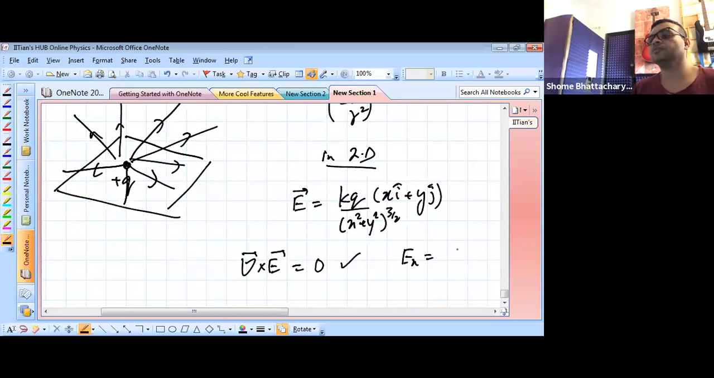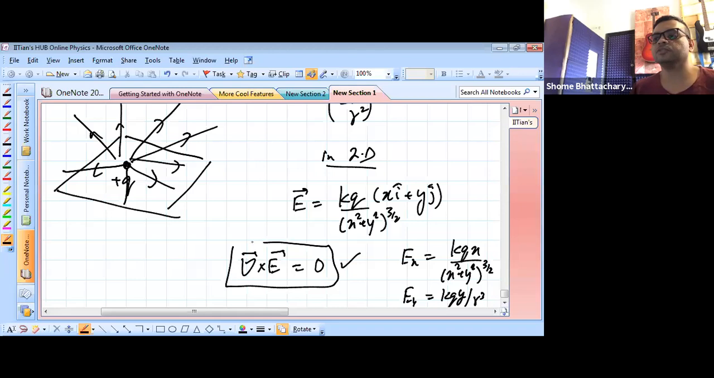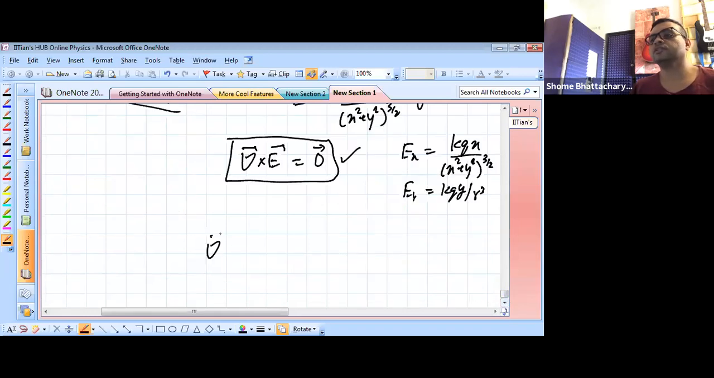Definitely, because you can see electric field's x component is kqx upon x square plus y square to the power 3 by 2. And electric field's y component is kqy upon the same thing, r cube. So when you do that del cross operation, you can see it will come out to be 0. Or you can also use in 2D, you can also do del cross E in this way.